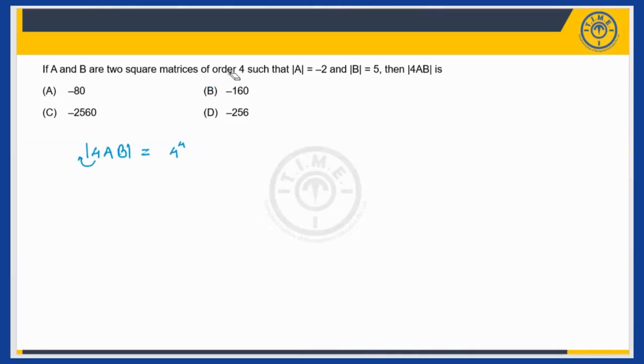Right. So, 4 to the power 4 into det AB. Now 4 to the power 4, 16 16s, 256, into det A into det B. And that is 256 into det A is negative 2, det B is 5, which is negative 2560. Right.